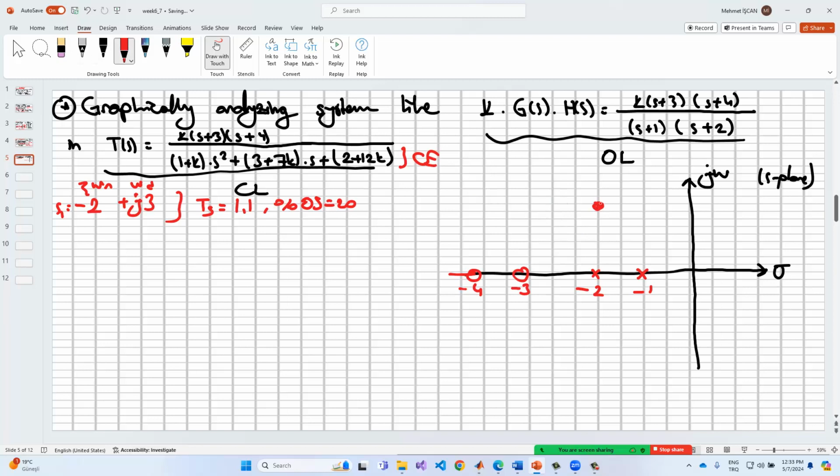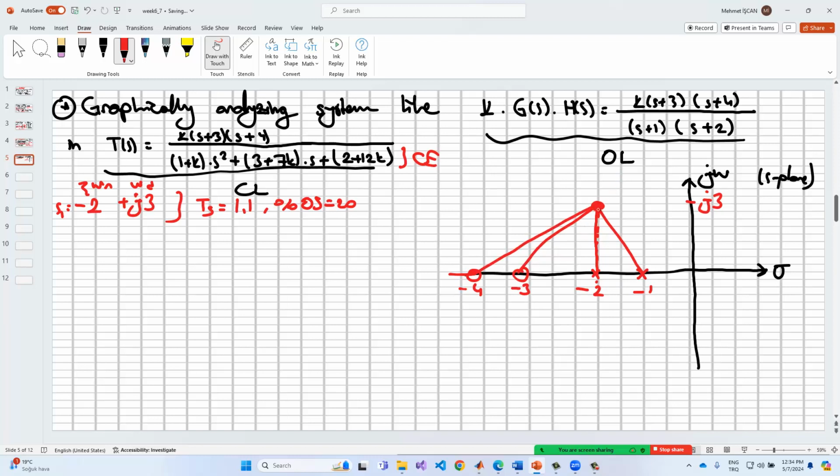So we create the j3 and the minus 2. We need to assign or locate this pole at this position, but we have the open loop poles and zeros in here. So how can we use the polar coordinates in here? It's simple. We can just draw the lines in here, just like this one.